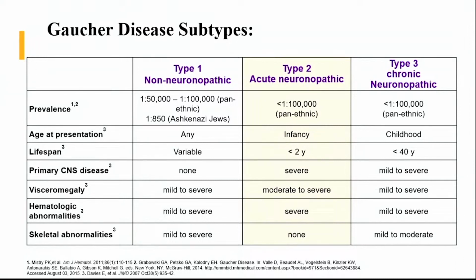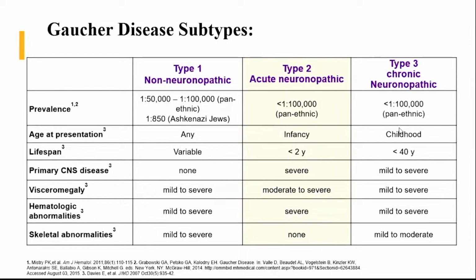Type 2 is a neuropathic type, but it's an acute problem. It appears in infancy. It's less prevalent than type 1. It presents in infancy, and usually they die. It is rapidly progressive, and they usually die by the end of the 2nd year. They have very severe CNS manifestations, visceromegaly, severe hematological abnormality, but thank God they don't have skeletal abnormalities.